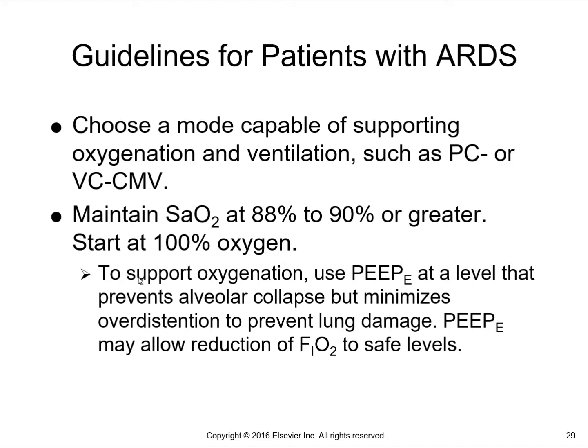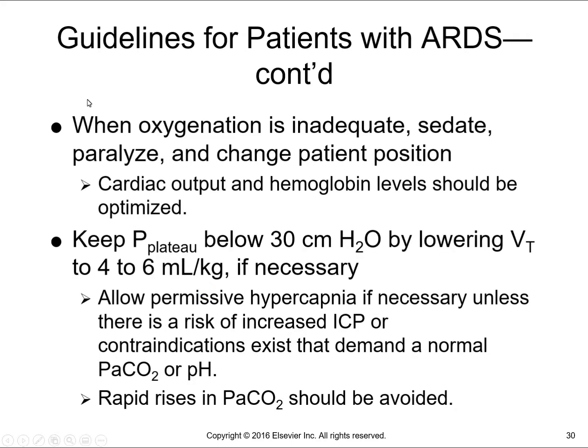You want to use some extrinsic PEEP, right? We want to set the PEEP at a level that prevents alveolar collapse. All right, but yet we don't want to overdistend them. So we want to make sure that the patient can still oxygenate very well, but yet we don't want them to fully have their alveoli collapse. Again, if I can't stabilize oxygenation, sedate, paralyze, and you can change positions on them so that they can breathe better.